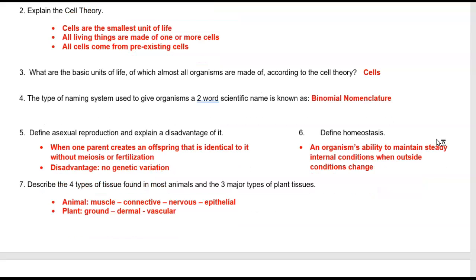Asexual reproduction is when one parent creates an offspring that's identical to itself without meiosis or fertilization. And a disadvantage to asexual reproduction is there is no genetic or very little genetic variation. Okay. Of course, homeostasis, we talked about, I think it was in chapter 1, is an organism's ability to maintain steady internal conditions when outside conditions change.